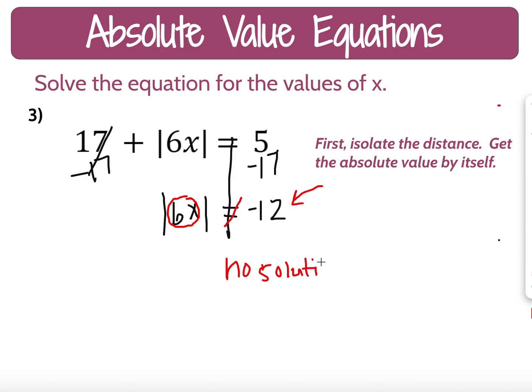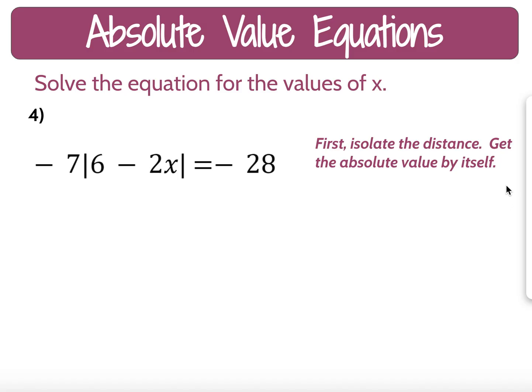There is absolutely no number that would ever get plugged in here for x that could make this equation true. No number that if I multiplied it by 6, took the distance of it, and added it to 17 is going to give me 5. Well, think about it. The absolute value is always positive. So no matter what goes inside this absolute value bar, it's going to be a positive number. And if you add it to 17, it can't ever equal 5. So we're going to say no solution. And that's what a no solution would actually look like.